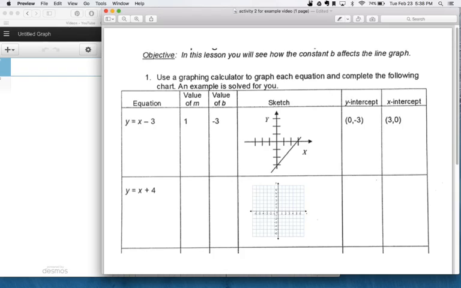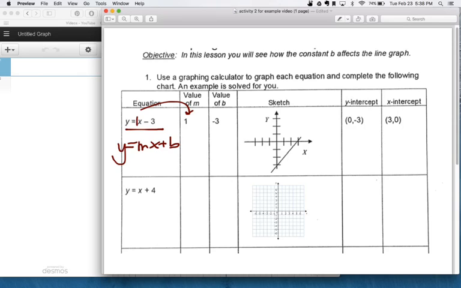What I want to do is look at equation number 1 with you. We have y equals x minus 3. And we want to know what the value of m is and the value of b. So we're going to start there. If you remember from the last worksheet, if I don't see a number in front of my x, now it's y equals mx plus b, I don't see an m, and if I don't see an m, it's always 1. 1x is the same as x. So that's why my value of m is a 1.